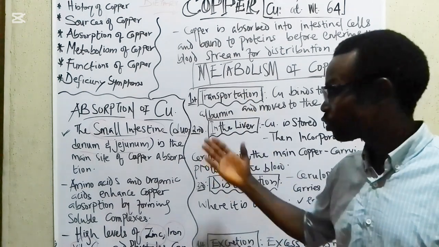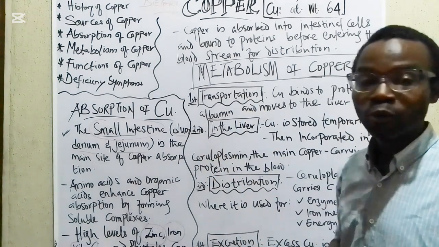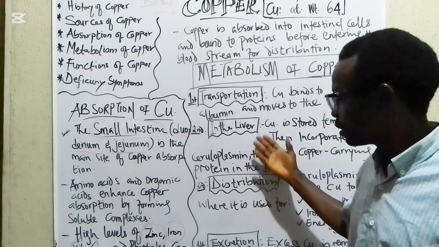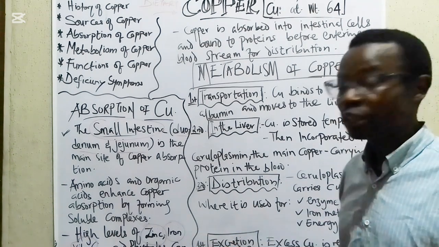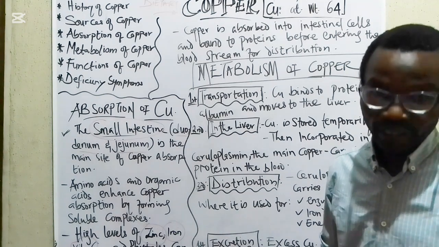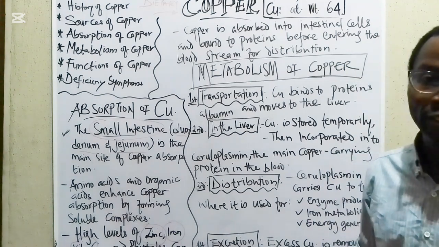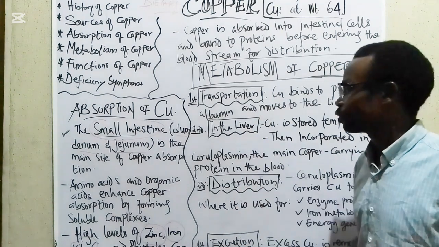And then when it's transported to a site called the liver, what happens? And then after the liver, the distribution to the sites. Then excess of it is excreted. What happens to the excess? Now let's go back to the first, transportation.